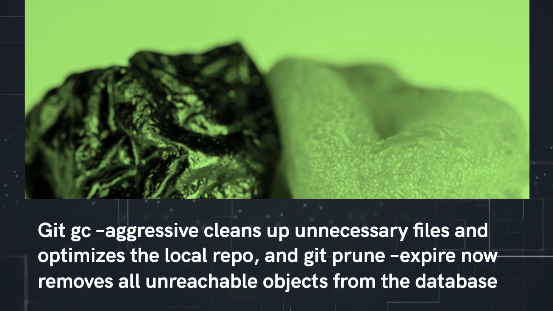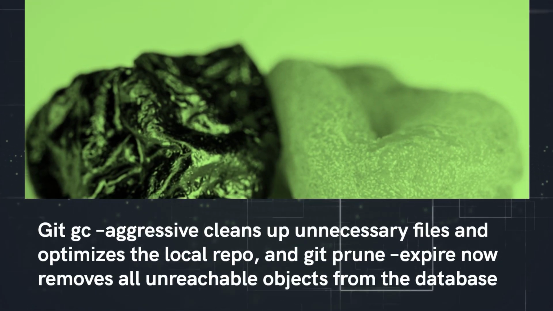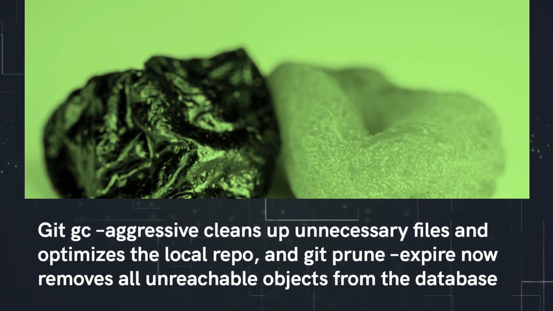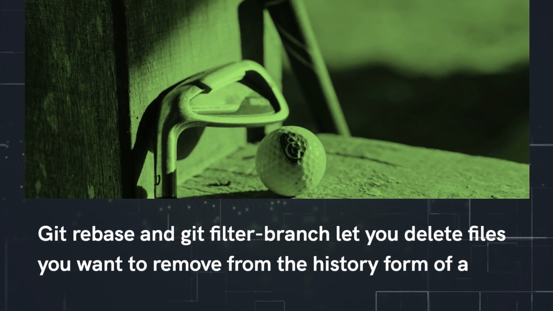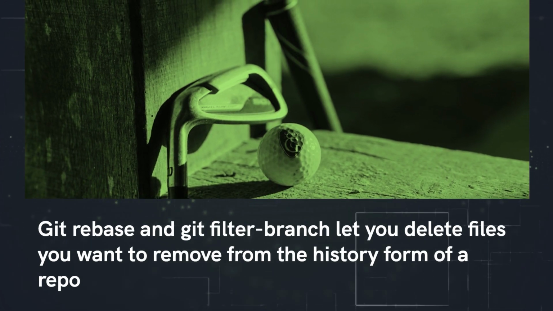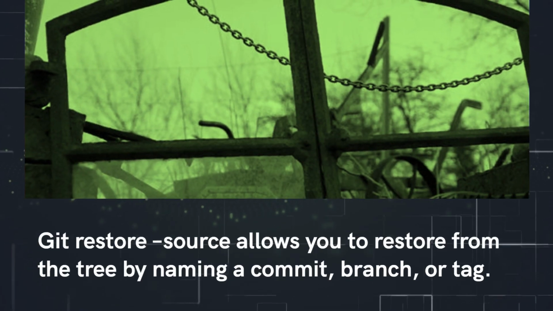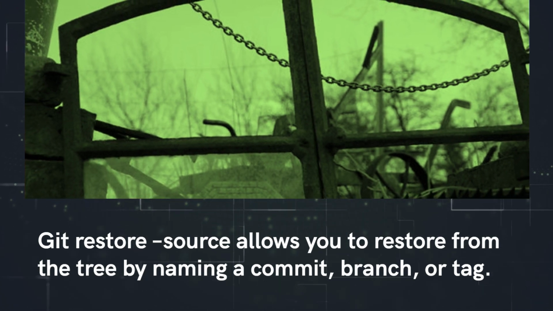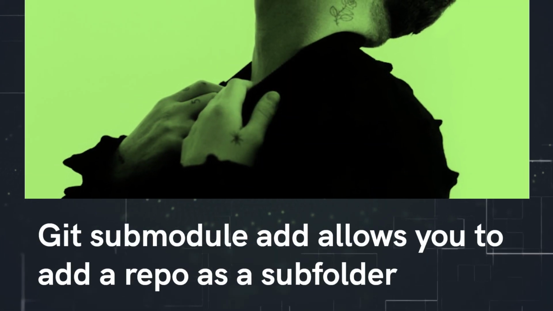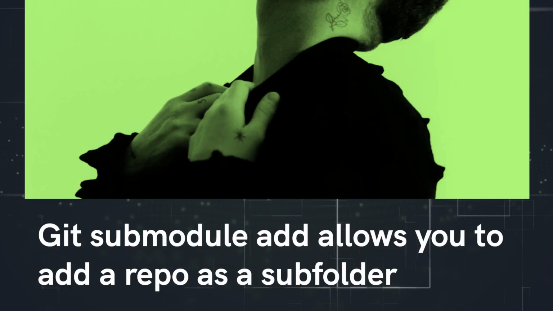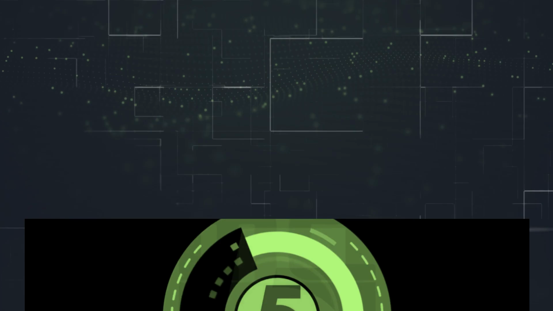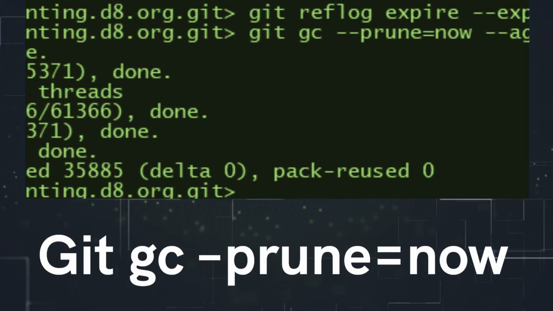Git gc --aggressive cleans up unnecessary files and optimizes the local repo, and git prune --expire now removes all unreachable objects from the database. Git rebase and git filter-branch let you delete files you want to remove from the history of a repo. Git restore --source allows you to restore from the tree by naming a commit, branch, or tag. Git submodule add allows you to add a repo as a subfolder. Git reflog expire --expire-unreachable=now --all. Git gc --prune=now.